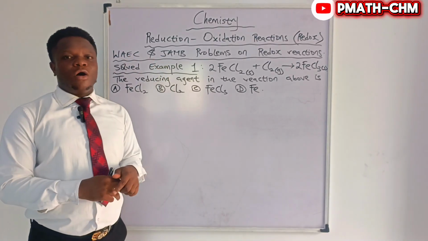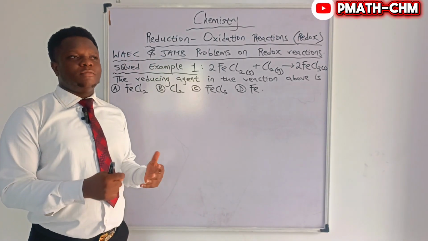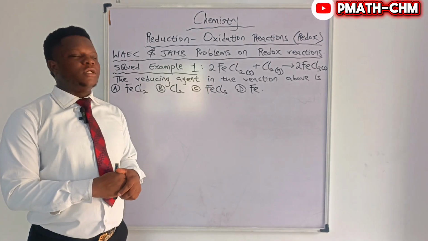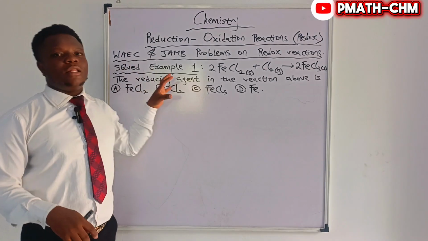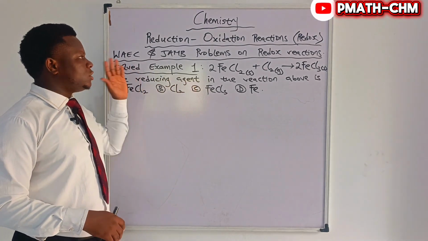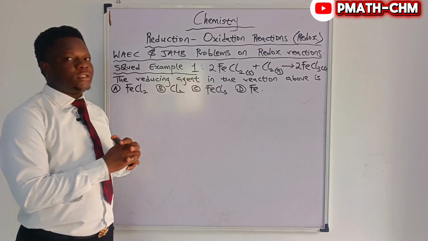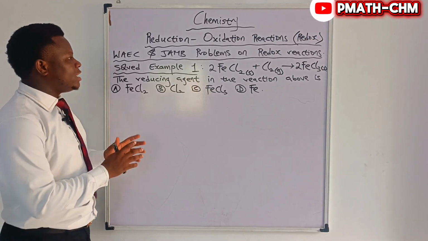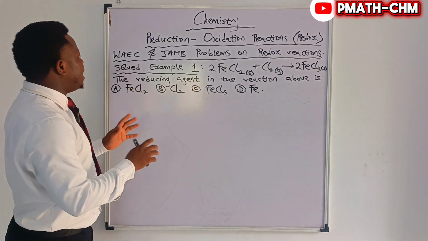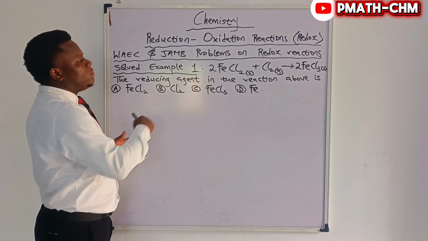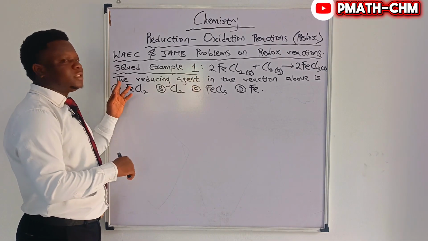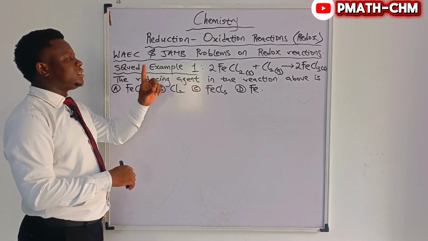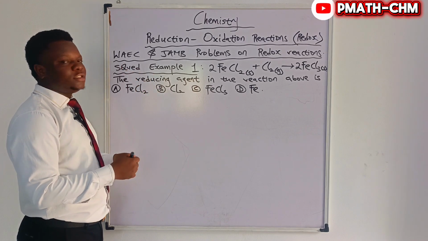This is a follow-up video on the last video I posted on the introduction to redox reactions. This lecture is dedicated to just solving past questions on the topic. Let's just get right at it. The first example we have here is a reaction, and the question says the reducing agent in the reaction is dash.